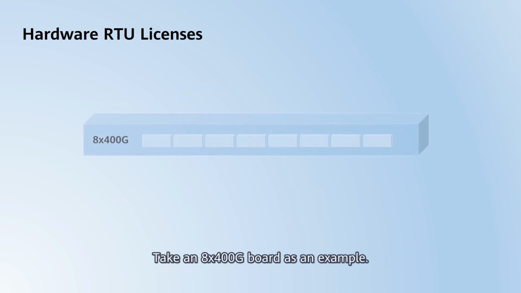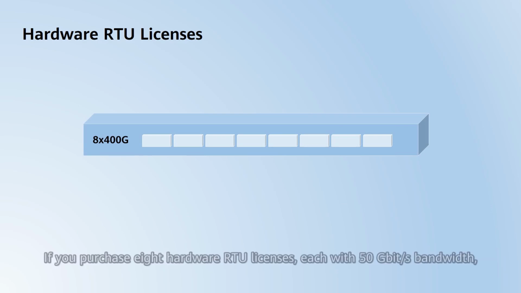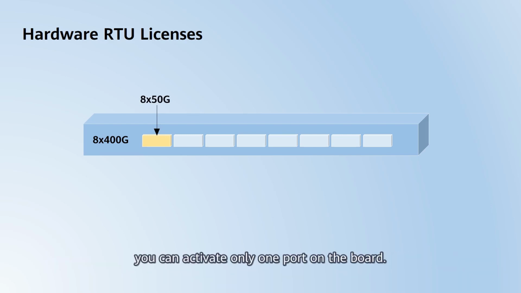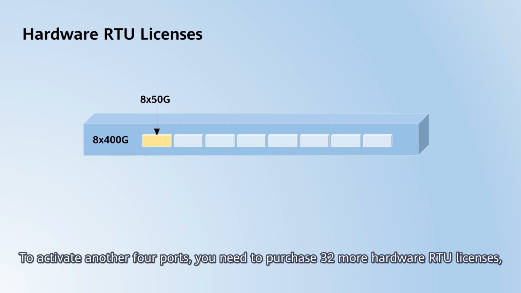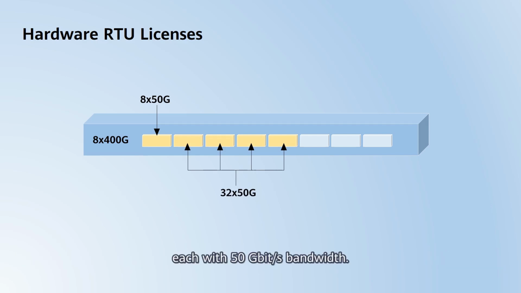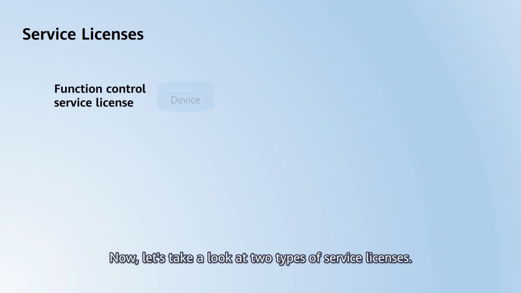Take an 8x400G board as an example. If you purchase 8 hardware RTU licenses, each with 50 gigabits per second bandwidth, you can activate only one port on the board. To activate another 4 ports, you need to purchase 32 more hardware RTU licenses, each with 50 gigabits per second bandwidth. Now let's take a look at 2 types of service licenses.